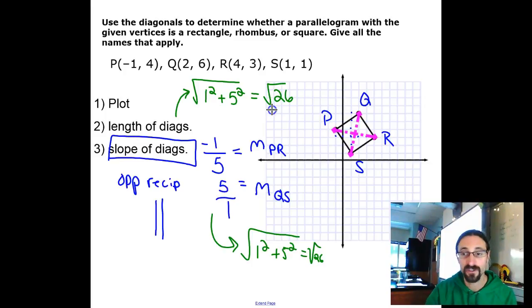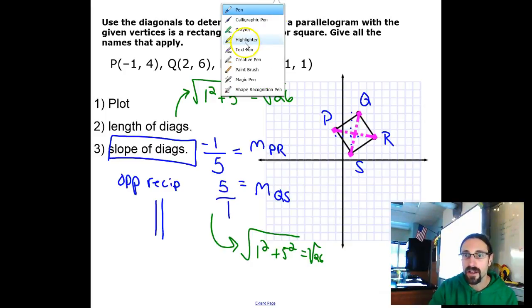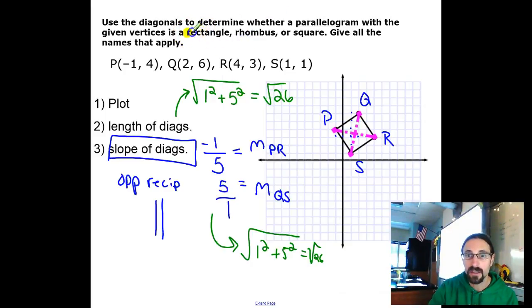Now, I haven't fully answered the question. Number one, is it a rectangle? Yes, it's a rectangle because the diagonals are congruent. Is it a rhombus? Yes, it's a rhombus because the diagonals are perpendicular. And if it's a rectangle and a rhombus, then I know it's a square.